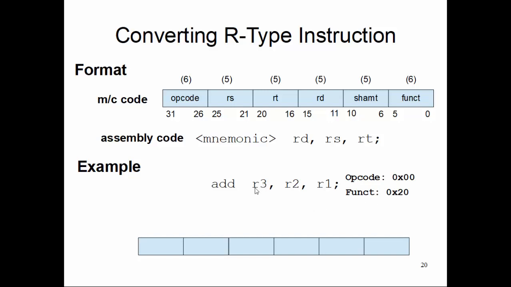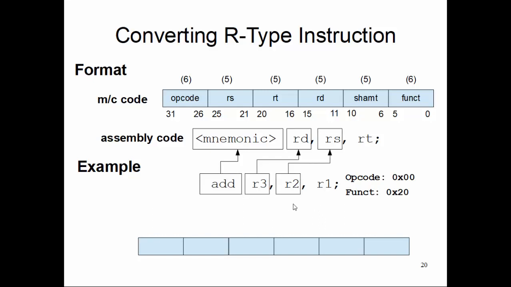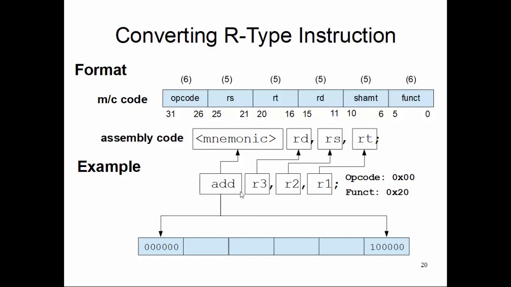And this is my RD, this is my RS, and this is my RT. So what shall we do? This is my mnemonic, and RD, RS, RT. The add instruction will be mapped with 6 bits of opcode, which is all 0, and 6 bits of function code, which is hex 20, which is 100000. Then comes R3, which is RD, and RD's bit positions are 11 to 15. These 5 bits.